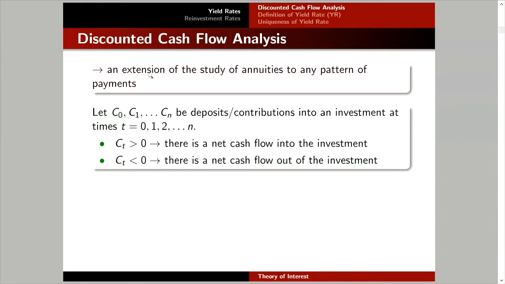Alright? Tapos, kapag negative naman ang C sub t, there's a net cash outflow. Okay? So, ibig sabihin, may lumabas na pera sa investment fund. Okay? So, ang dali lang intindihan, di ba? It's easy to understand, right? Okay. This is the viewpoint of the investment fund. Ito ay sa pananaw ng investment fund. So, kapag may pumasok na pera sa kanya, it's a positive sa viewpoint niya. Kapag may lumabas na pera sa kanya, dun sa investment fund, it's a negative for that investment fund.